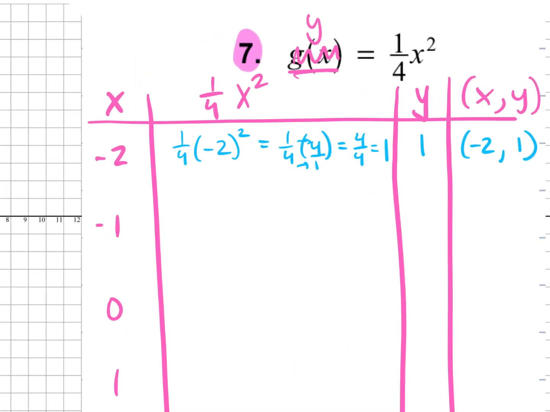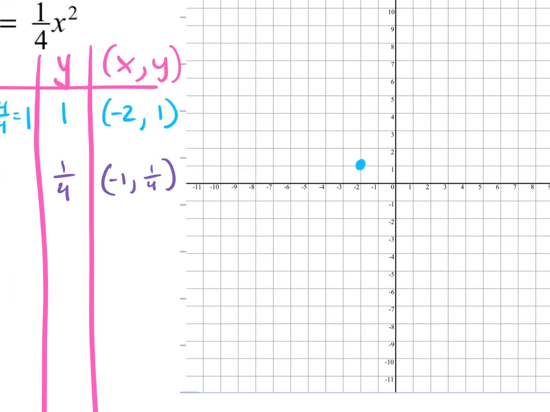Next, let's plug in -1. So we have 1/4 times -1 squared. What's -1 squared? 1. And what's 1/4 times 1? 1/4. So we get 1/4. So what's our point here going to be? -1, comma 1/4. So we're going to go to the left to -1 and up 1/4. So barely off of the graph there. About 1/4 of the way to 1.